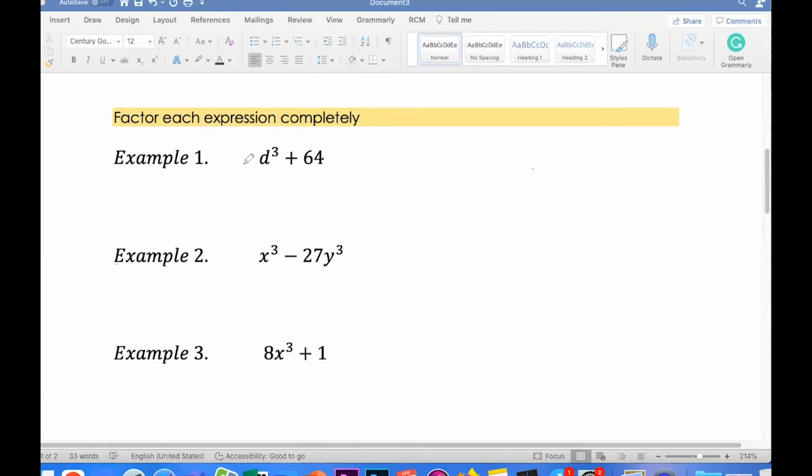So in this question here, example number 1, we are adding, right? So this is a sum of cubes. I'm going to write the formula: a to the power of 3 plus b to the power of 3, the sum of the two cubes, equals. We always start with a plus, so a plus b. Right after that, it's a squared minus ab plus b squared.